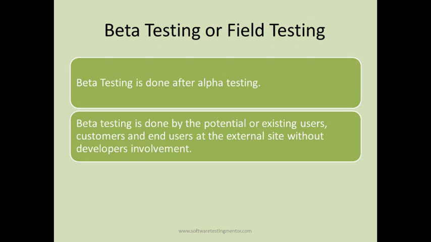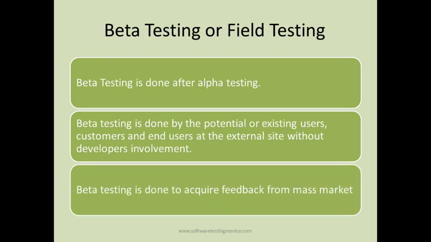customers and end users on the external side without developers' involvement. In alpha testing, developers are involved because it is done on the developers' side, but beta testing is done on the external side, either by potential customers who have already bought the previous version of the product, when this is a new version that the company is trying to roll out. Either those customers have access to the beta testing, or any potential new customer or other stakeholders do the beta testing on the external side without developers' involvement.